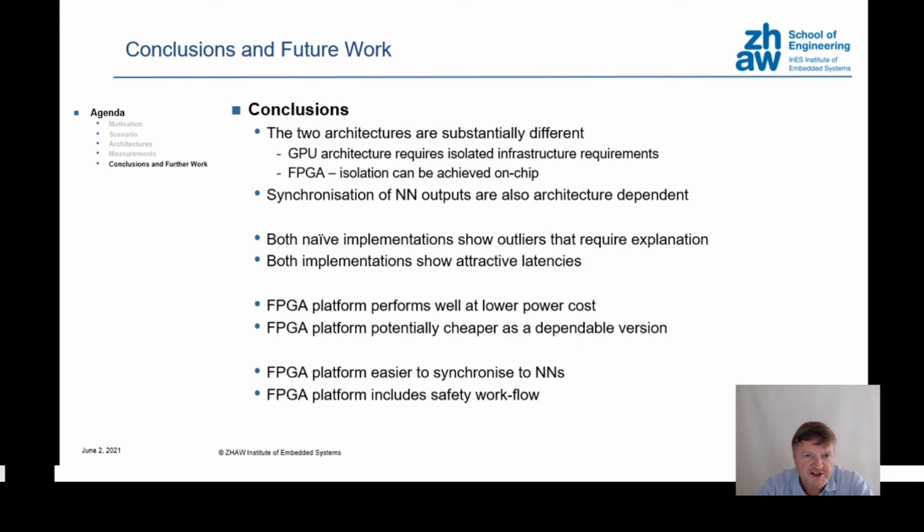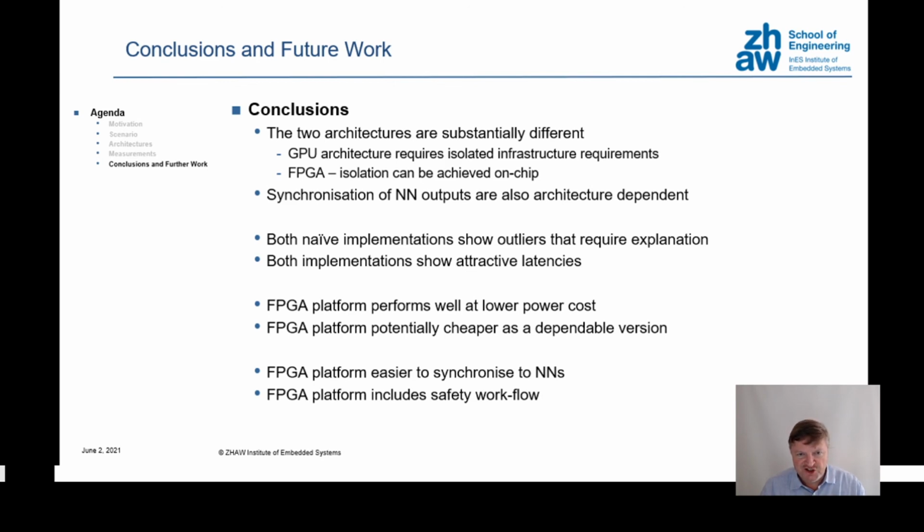So, if we conclude with these, we have two architectures that are substantially different. The GPU architecture requires isolated infrastructure to be operated in a redundant fashion, whereas in the FPGA we can achieve isolation on chip. There is an isolation design flow for FPGAs. And we see that the synchronization of the neural network's outputs and then the later voting are also architecture dependent. In both naive implementations, we see outliers that require explanation and certainly affect the cycle timing of, in this case, classification. The voter will need to have output data valid from both systems before it can actually vote. And these outliers reduce the latency of results.